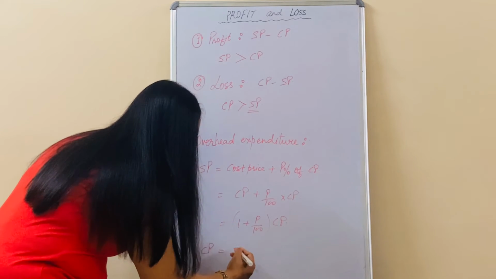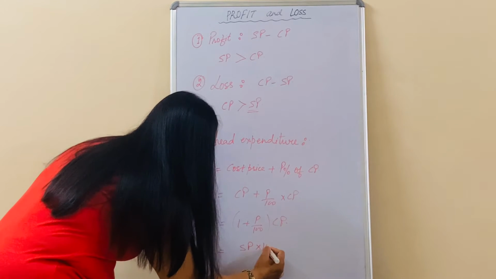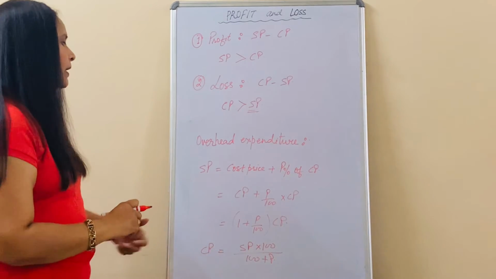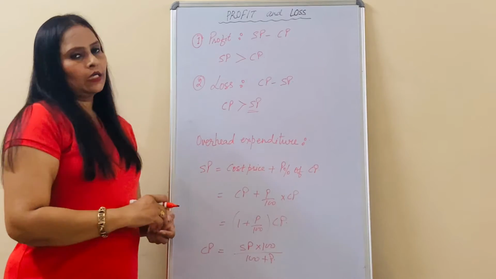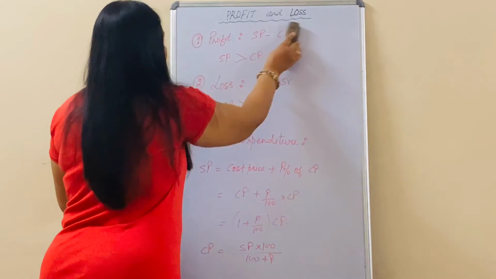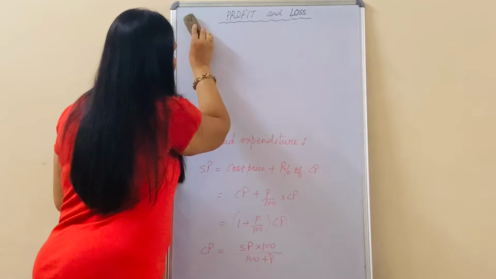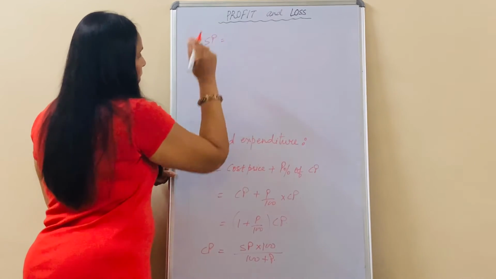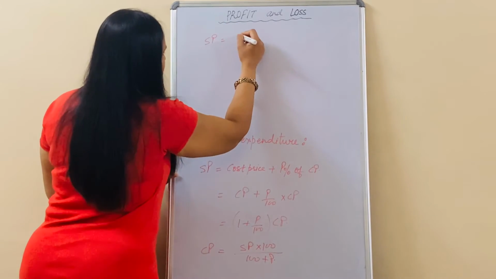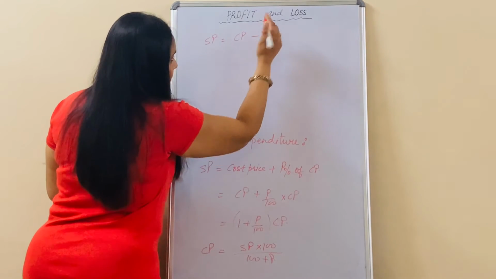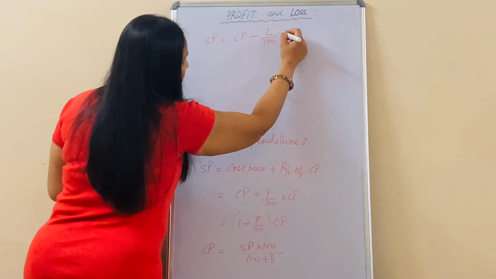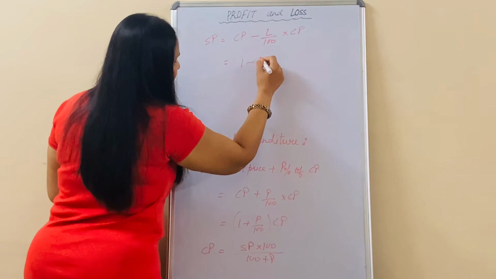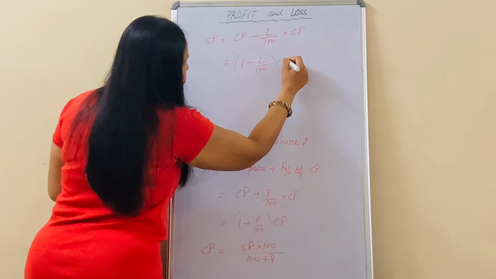Similarly, we can calculate the cost price if we know the profit percentage and selling price, which comes out to be SP into 100 divided by 100 plus profit. With this simple formula, we can calculate the cost price of that article. Now, if the dealer experiences a loss, how can we calculate the selling price of that article? Selling price when there is a loss will be equal to the cost price minus loss upon 100 into cost price, which comes out to be 1 minus loss upon 100 into cost price.